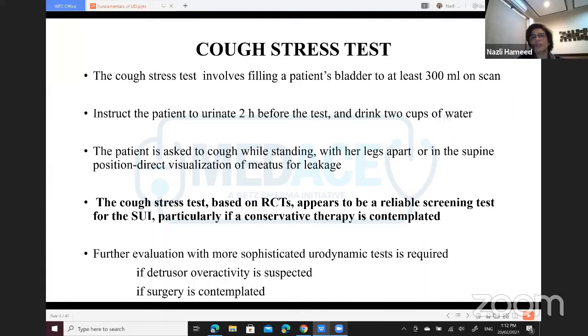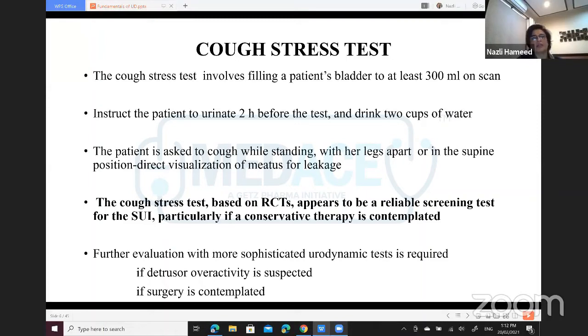So we are going to talk about the performance of the urodynamic investigations. What clinical tests before that are important, in view of randomized controlled trials and international recommendations? The cough stress test, we are familiar with this. It involves filling a patient's bladder to at least 300 ml before starting the procedure, or if the patient has just come to your outpatient clinic, we instruct the patient to urinate 2 hours before the test and then to have 2 cups of water.